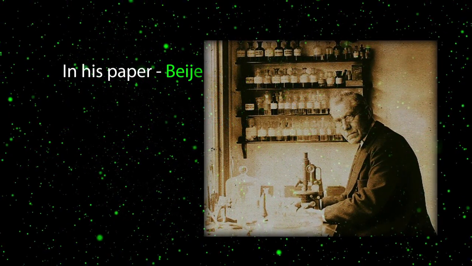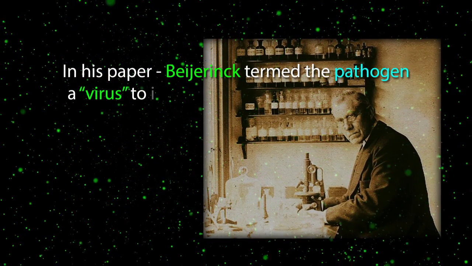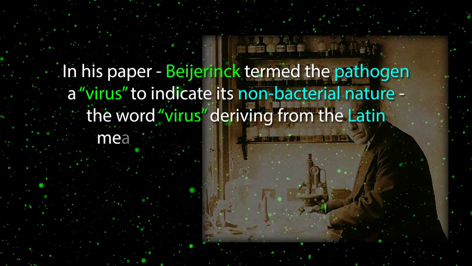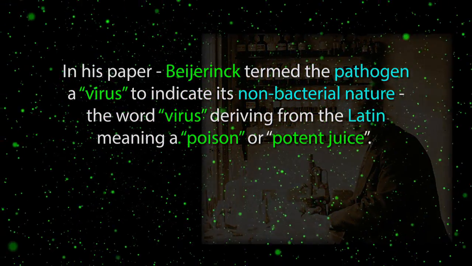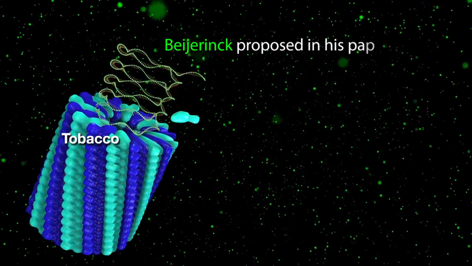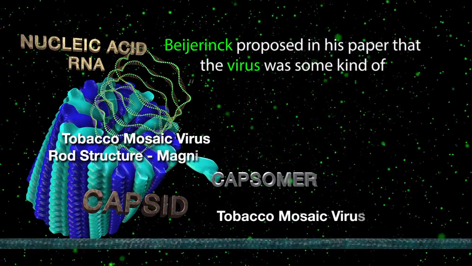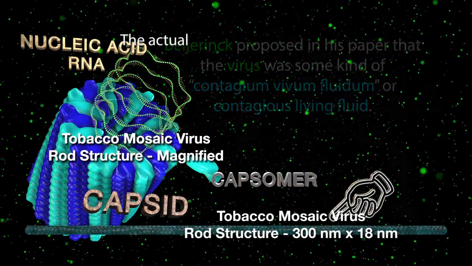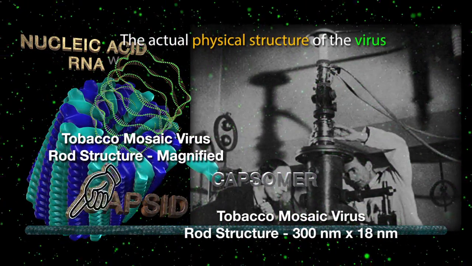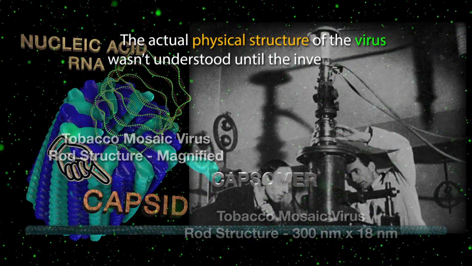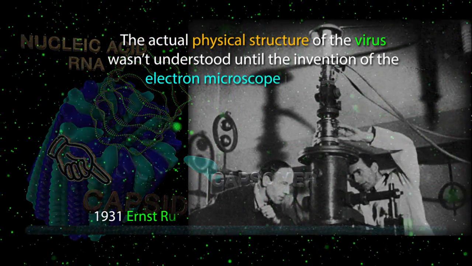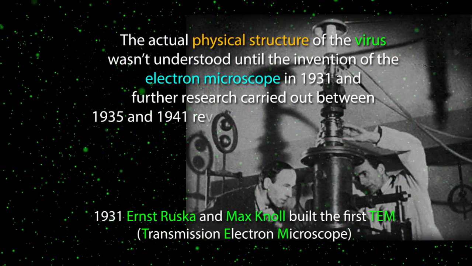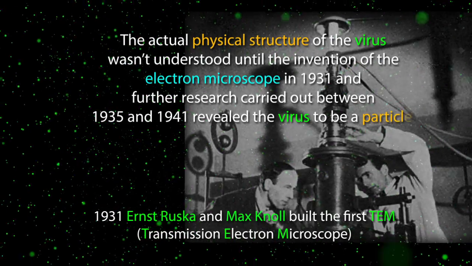In his paper, Beijerinck termed the pathogen a virus to indicate its non-bacterial nature, the word virus deriving from the Latin meaning a poison or potent juice. Beijerinck proposed in his paper that the virus was some kind of contagium vivum fluidum, or contagious living fluid. The actual physical structure of the virus wasn't understood until the invention of the electron microscope in 1931, and further research carried out between 1935 and 1941 revealed the virus to be a particle.